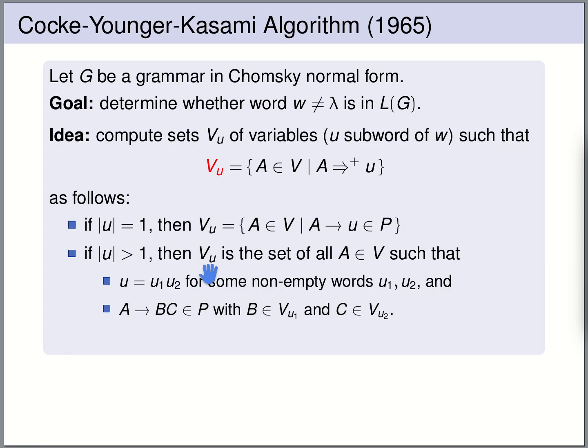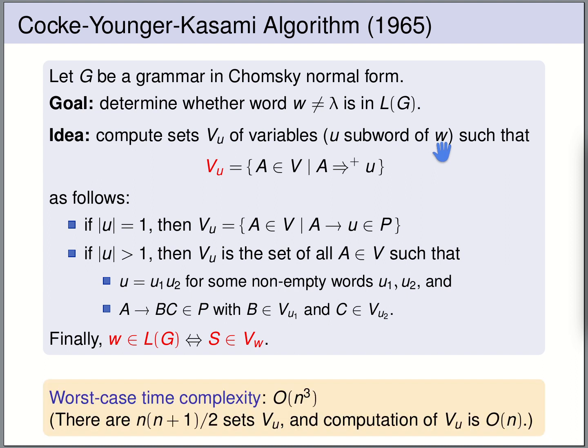Once we have computed all these sets V_U for U a subword of W, we can check whether the word W is generated by the grammar. Namely, this holds if and only if the starting variable is in the set V_W. W here is the input word that we are given.